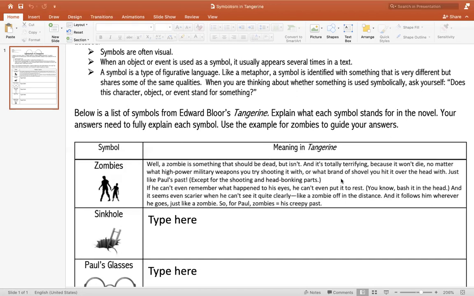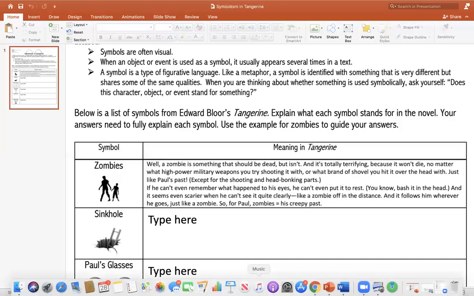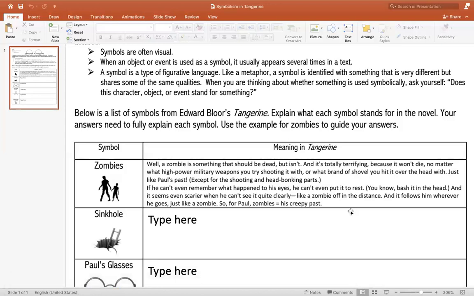And then just like a zombie, those memories and what's going on with his eyesight follow him wherever he goes, meaning he can't get away from it because he's got these big old glasses on his face, right? So in this instance, zombies, symbolically, equals his creepy past or what happened with his eyesight. So you could have put either one and I would have accepted it, as long as you can back up what you're saying.